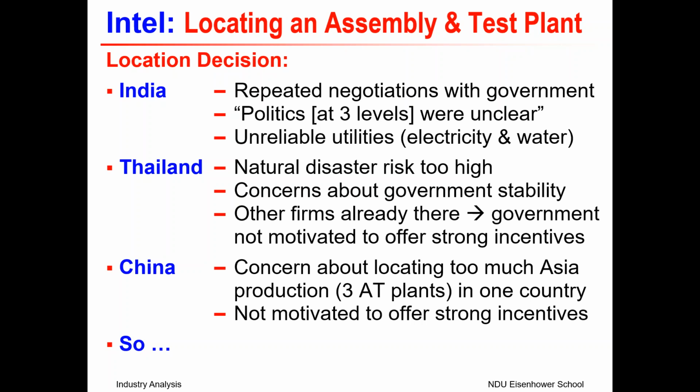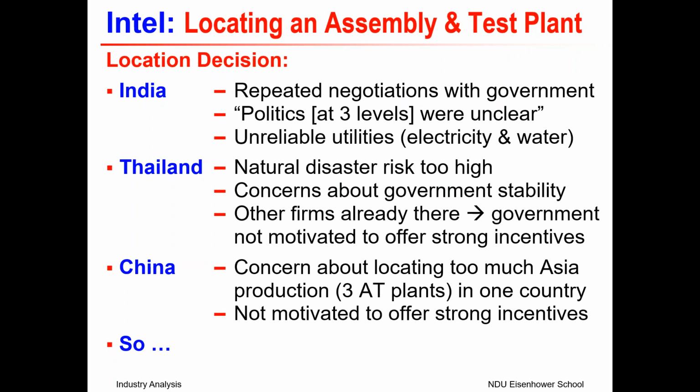For Thailand, one of the big things is the natural disaster risk, the flooding, et cetera. They can't have that at their plant, right? So that risk was too high. They also had concerns about the government stability in Thailand. And also because the other firms are already there, AMD in particular, the government was not motivated to offer strong incentives.